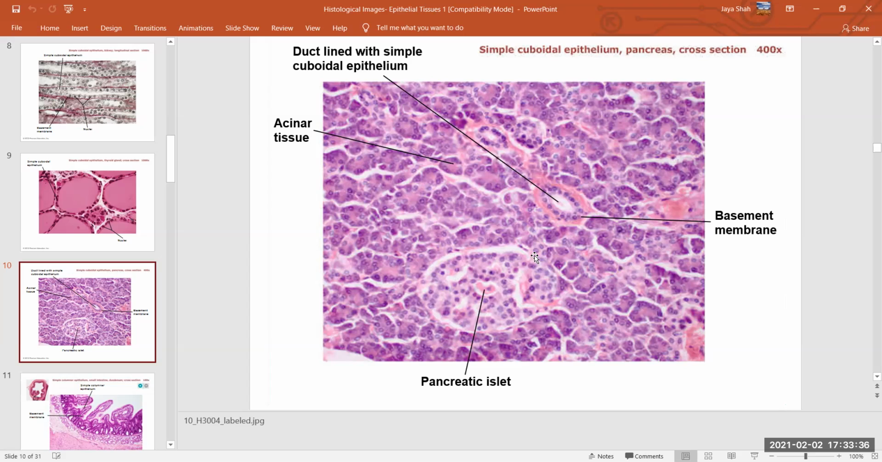This is the pancreas, and in the pancreas you have ducts, the pancreatic duct. The duct wall is made up of a single layer of cells. Again, this pink color is the basement membrane, and on the basement membrane you see a single layer of cells. So this is simple cuboidal. Again, this is only 400 magnification.